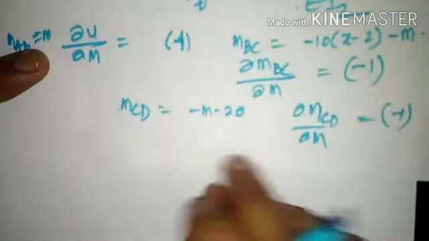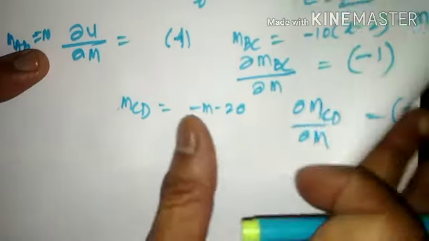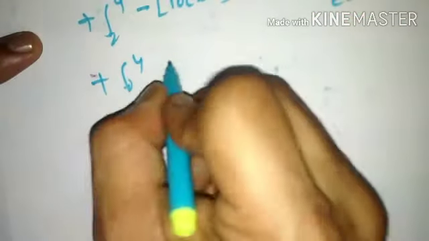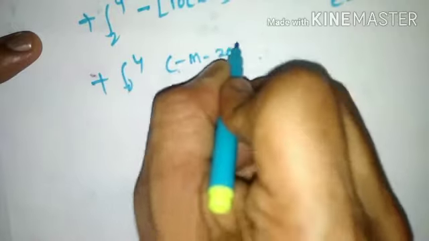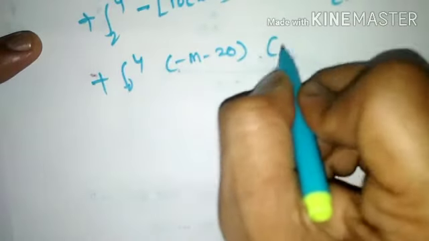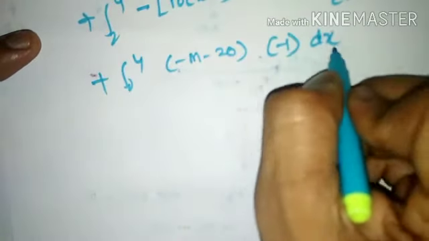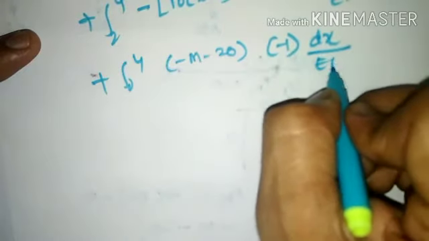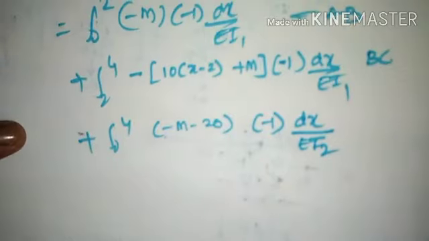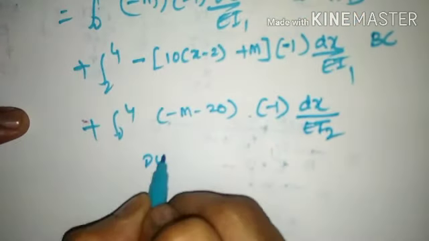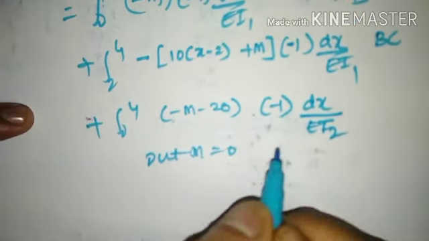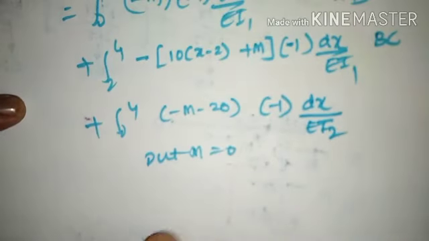Then the last expression is 0 to 4. When I consider 0 to 4, the last expression is minus of m minus of 20. So this will be minus of m minus of 20. Differentiation of this, what we had is minus of m minus of 1 dx divided by EI2. So here put m equal to 0, because in reality we don't have m. So we are going to put m equal to 0.